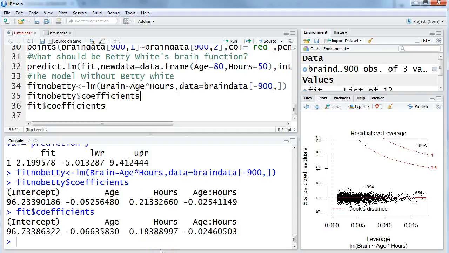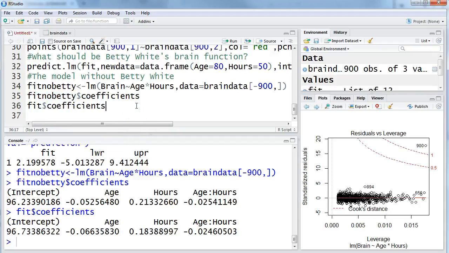Is it enough to say that Betty's ruining our analysis? Okay, I'm going to decide that Betty White is a legitimate person and that the fact that she's unusual makes her even more valuable to my data set. So I really do want her, and I want to keep her, which means I'm going to go back to my fit. I'm not going to use the fit with no Betty.